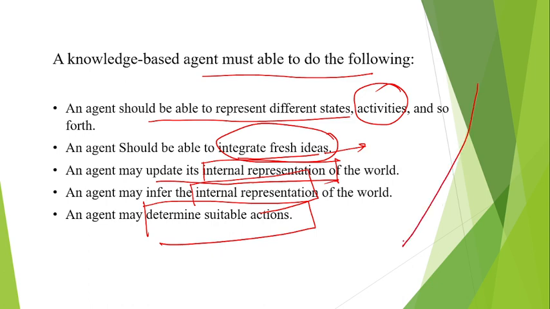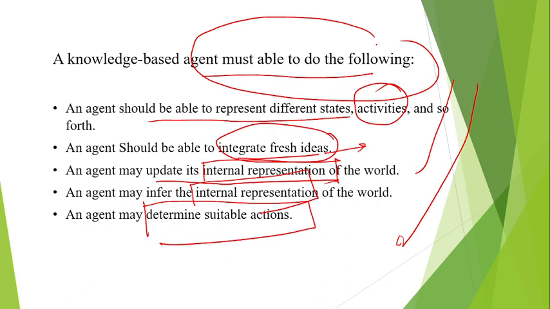So these are the basic ideas about the knowledge-based agent. What should it do? It should be able to represent different states and activities. It should be able to integrate fresh ideas. It should be able to update the internal representation of the world. The agent may interfere with the internal representation of the world, or it may change the representation of the world. It may take a decision based on a suitable action. These are the things that an agent should be able to do.